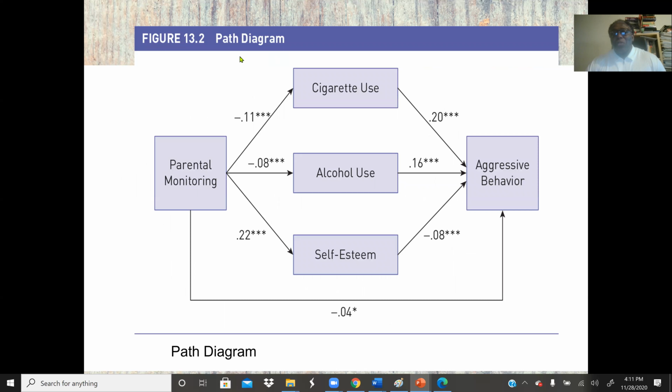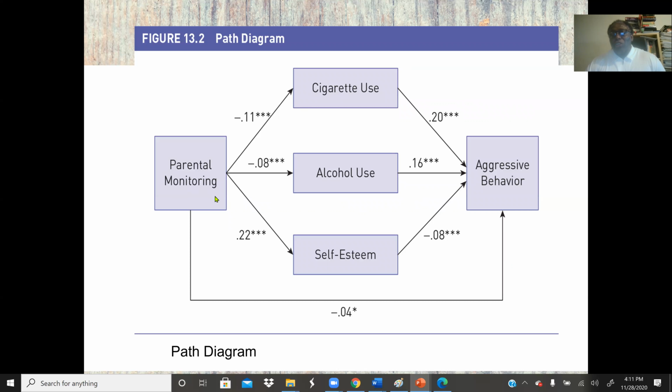So this is an example of a path diagram. This type of diagram is used a lot in project management and task. In this study, we have parental monitoring. This is a path, so we follow the arrow from there to cigarette use, and what value. The 0.11 and 0.08 mean something.